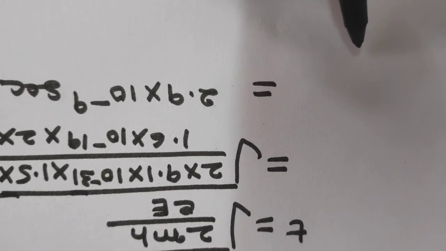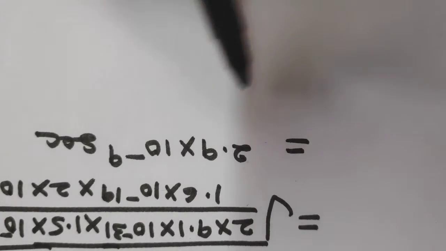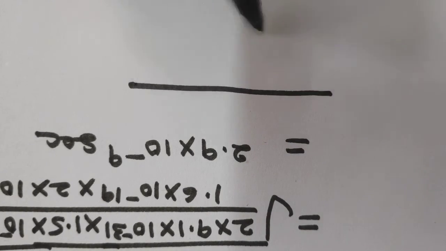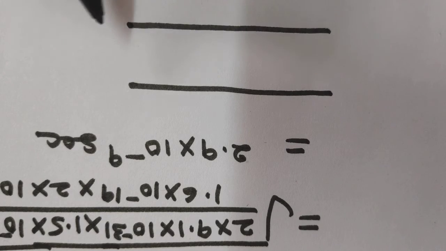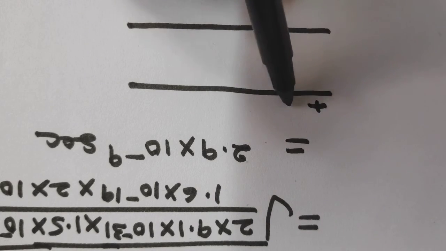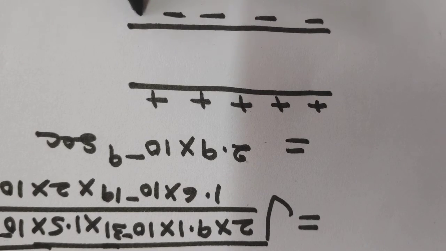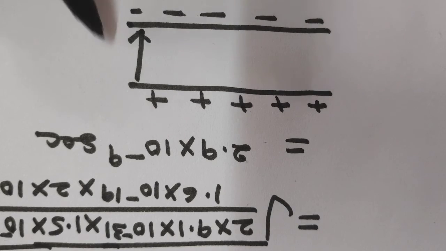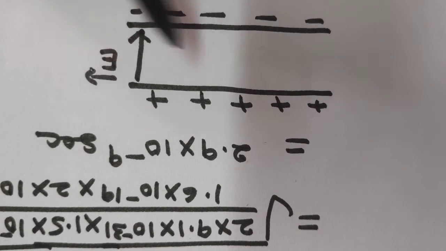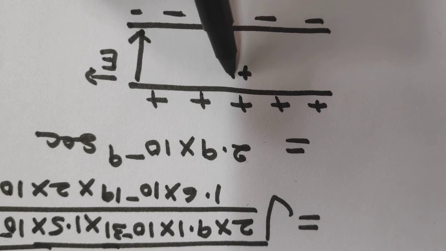Now the second case, we just reverse the direction of the electric field. Now this plate is positive and this one is negative. Now the direction of the electric field is positive to negative. This is the direction of the electric field. A proton falls in this.